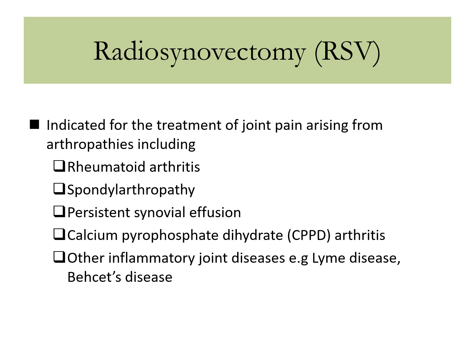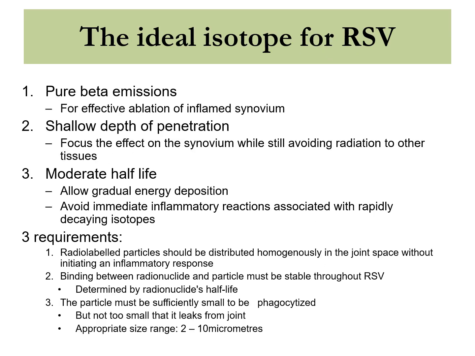This radiosynovectomy is indicated for the treatment of joint pain arising from arthropathies, including rheumatoid arthritis, spondyloarthropathy, persistent synovial effusion, calcium pyrophosphate dihydrate arthritis, as well as other inflammatory joint diseases such as Lyme disease and Behcet disease. So what is the ideal isotope for radiosynovectomy?